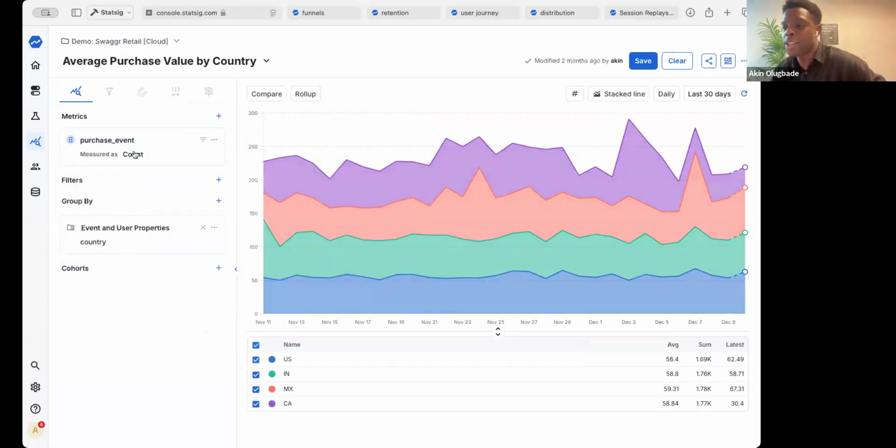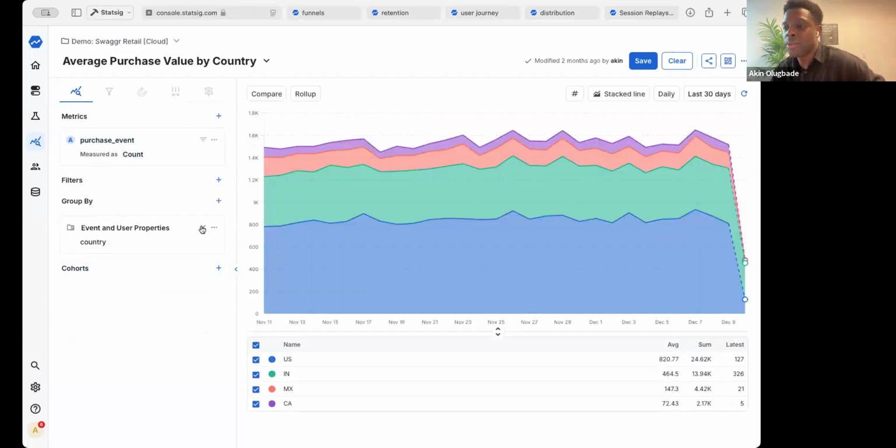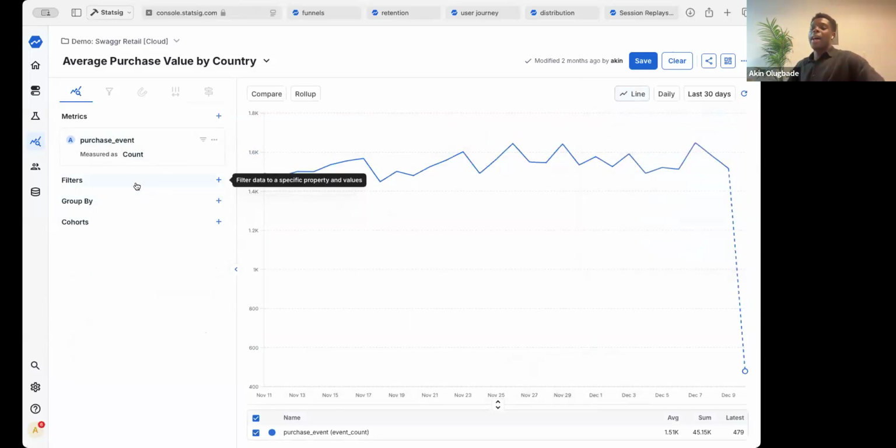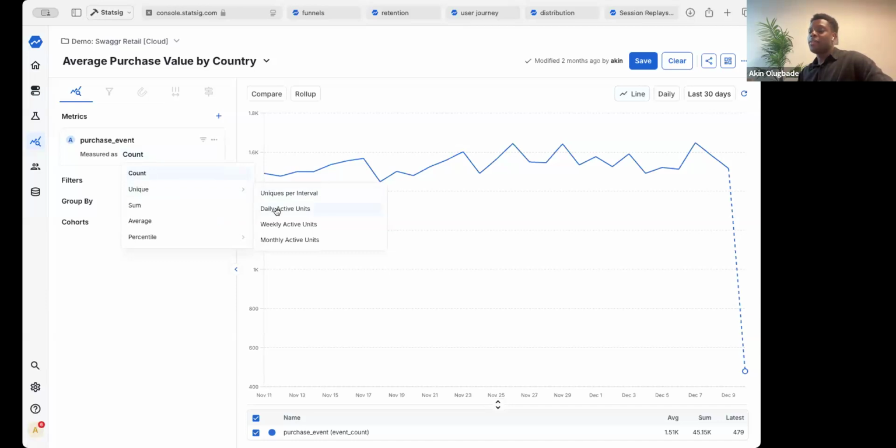You pick an event like purchase, and let's remove the group by and change this to just be a line chart. You can change how you're aggregating this event. You can start with a count of how many times this event happened, and also look at how many daily active people did this event. What is the sum of some property value of this event? What is the average? Or what is the percentile breakdown of some property? So we can find something like the P95 purchase value of this event.